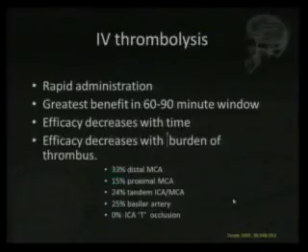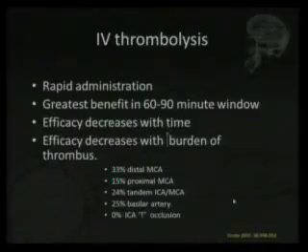The efficacy will decrease with time, meaning that if the patient gets IV TPA within an hour of onset, it's going to be much better than if he gets it at 4.5 hours after the onset. And it also decreases with the increased burden of thrombus, meaning that if the thrombus is occluding the ICA-T occlusion, which means the internal carotid artery, including the MCA and the ACA, that's a lot of thrombus, so 0% of those patients will get recanalized with IV TPA.